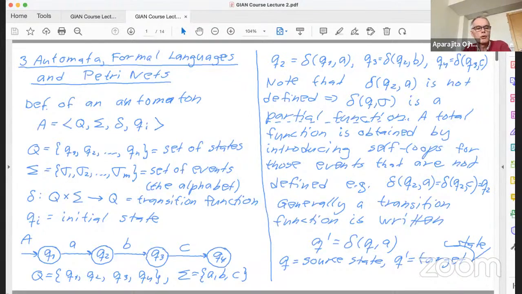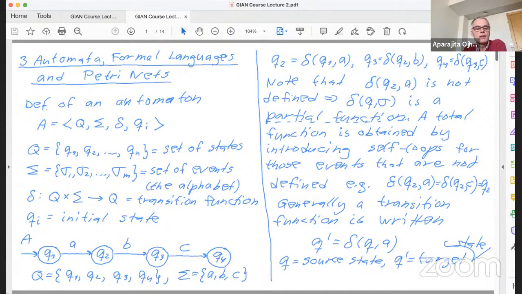But if you are not sure which specific action the user will take, you just say that, okay, the user will push some buttons and you will arrive either to Q2 or Q3. Then you can model this in this non-deterministic way.